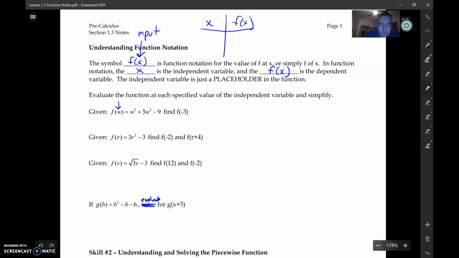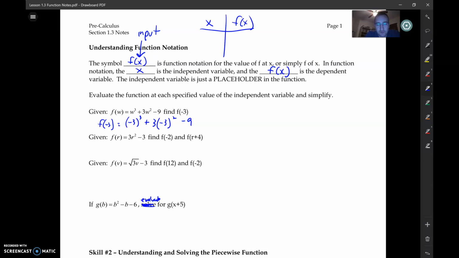Like this w right here, we could put anything into that function. This is saying f of w, but if we want to find f of -3, then what that means is that your input becomes -3. So it would literally be, instead of w cubed, -3 cubed plus 3, instead of w squared, -3 squared minus 9. I'll leave the f of w in the front, but it wouldn't be f of w, it would be f of -3. So this is your new expression. You don't do anything with the front. That's just your notation.